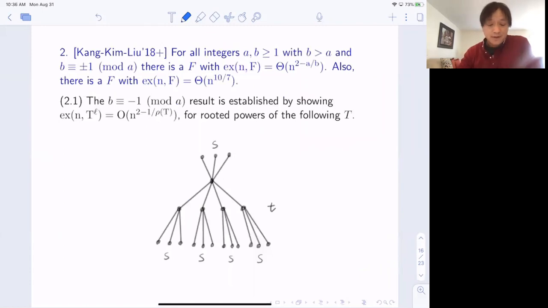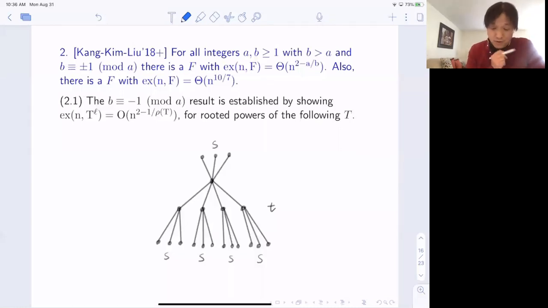Soon afterwards, a few months later, Kam, Kim, and Liu also had some nice results. They show that for all integers a, b at least 1 with b bigger than a, and b congruent to either plus or minus 1 mod a, there is a single graph F whose Turán number is theta of n to the 2 minus a over b. Also, there is a graph with exponent 10/7.